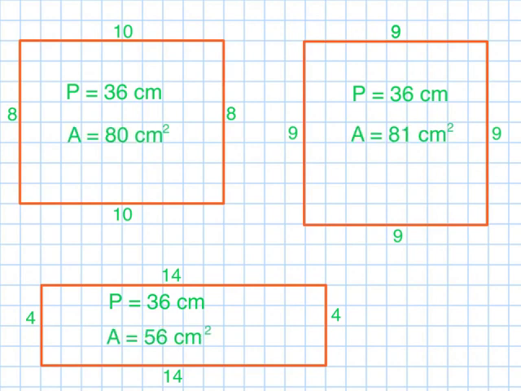So the areas turn out not to be the same in each one of these rectangles. Here we have an area of 80, here we have an area of 81, here we have an area of 56 centimeters squared. These two rectangles have very similar areas, but they are not exactly the same. But this one is quite a bit different than the other two. So when we make rectangles with the same perimeters, the areas will not be the same.